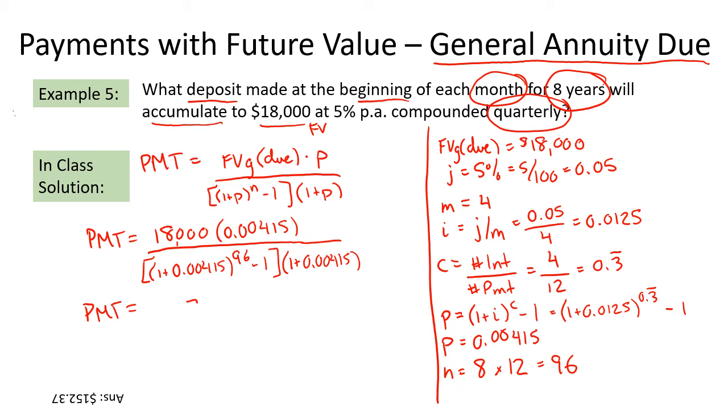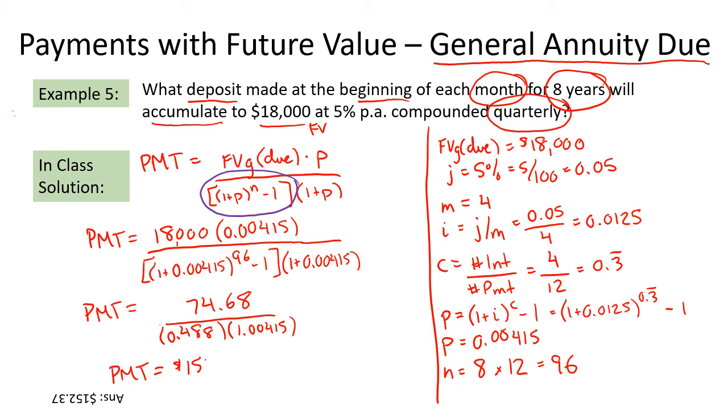Your payment is equal to 74.68 in the numerator, divided by everything in this first large set of brackets, that's the 1 plus p to the exponent n minus 1. So everything in that bracket should come to 0.488 multiplied by this additional interest term, 1.00415. And if you calculate that out, you should get an answer of $152.37. Okay, so that is your payment.